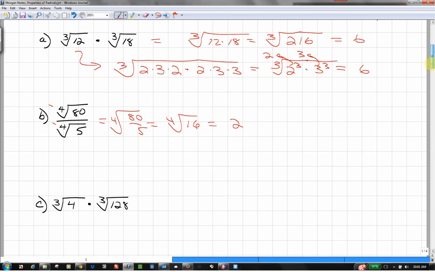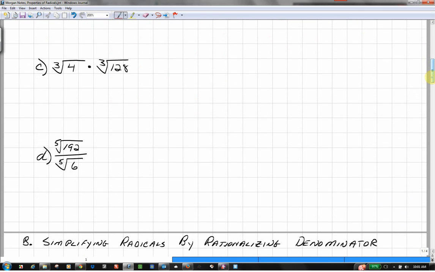Another example is I have the cube root of 4 and the cube root of 128. They have the same index, both 3, so those could combine under one radical.